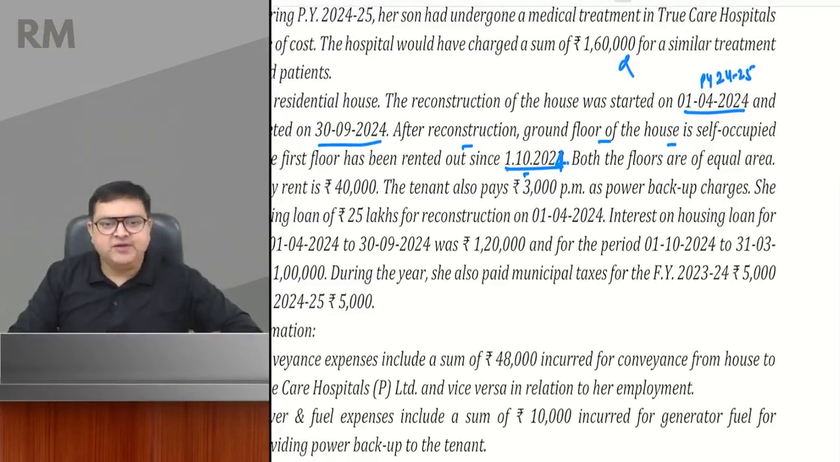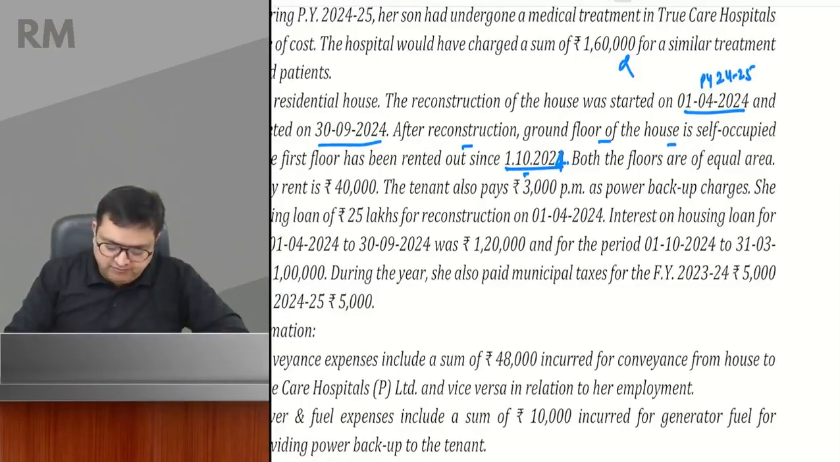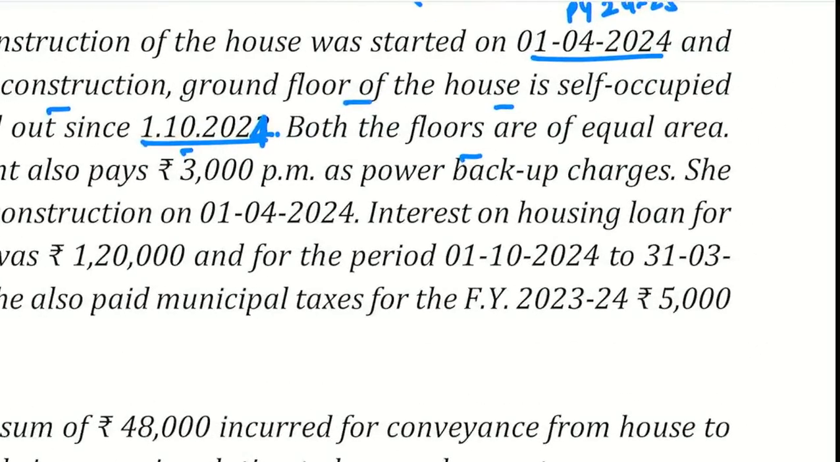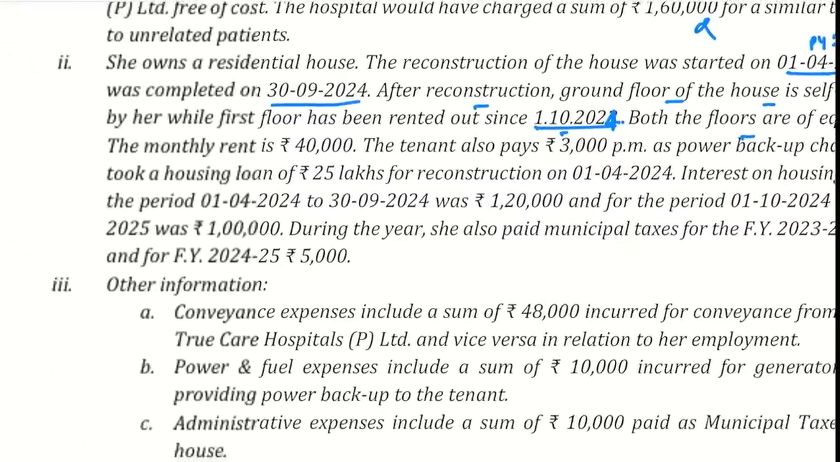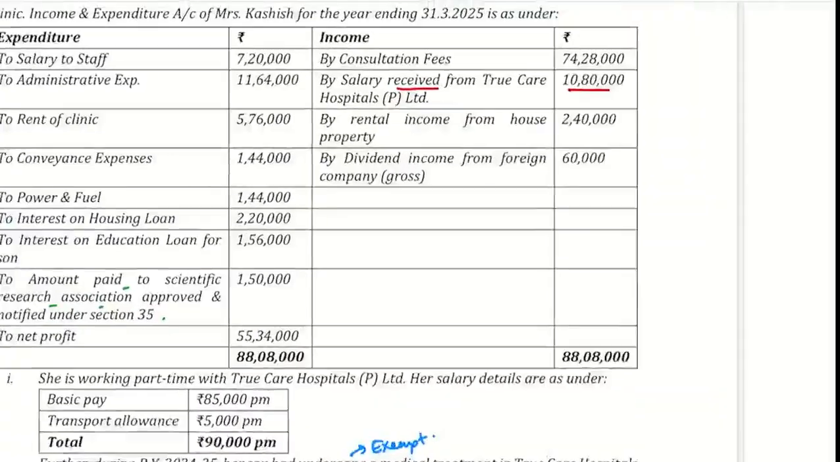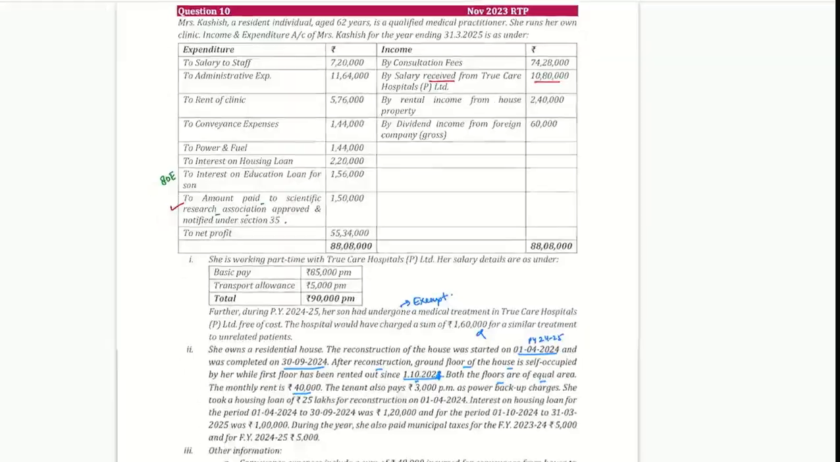So we have a self-occupied income also and a let out income also. Both the floors are of equal area, that is half and half. The monthly rent is 40,000. Six months it is let out. 40,000 into 6 is 2,40,000. So I believe this is what we have credited over here, 240.